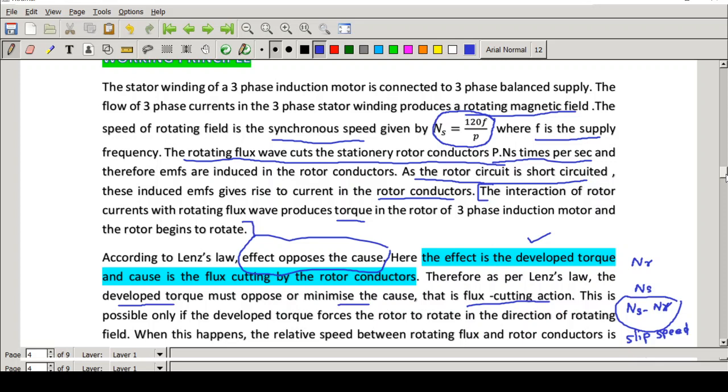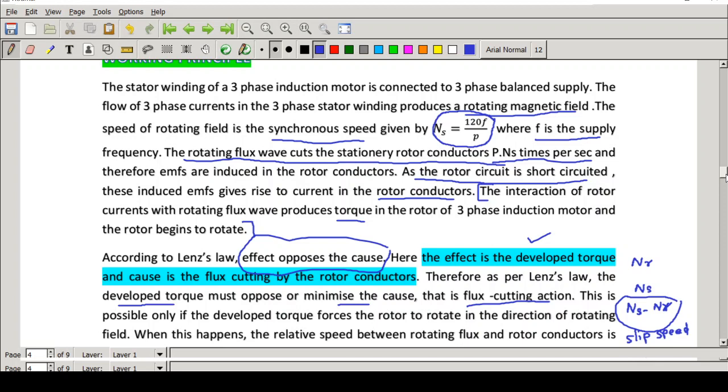Now, as per Lenz's law, the effect has to oppose the cause. Here the effect is the developed torque, the cause is the change in flux. So due to this torque, the rotor will start to rotate in the direction of the synchronous speed. Let us take the speed of the rotor as Nr. So the rotor speed Nr tries to catch up with the synchronous speed. When it starts rotating in the direction of the synchronous speed, the relative speed or slip speed, Ns minus Nr, will reduce. When the relative speed reduces, the flux cutting also reduces.